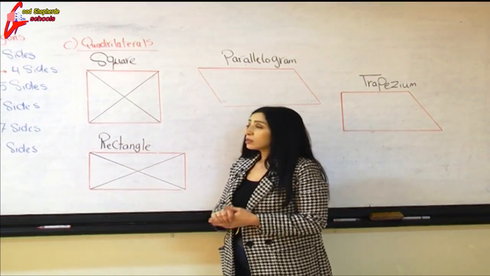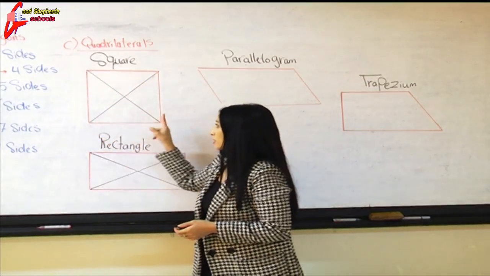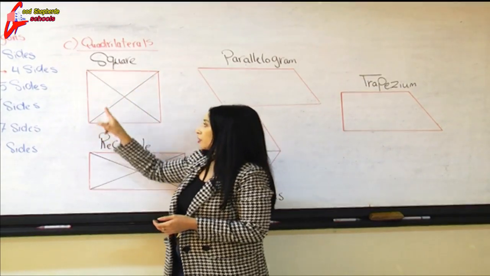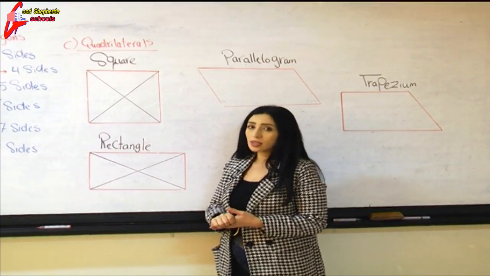Angles of square: it has 4 right angles. Its type is right, and its measure equals 90 degrees. Each one equals 90 degrees.